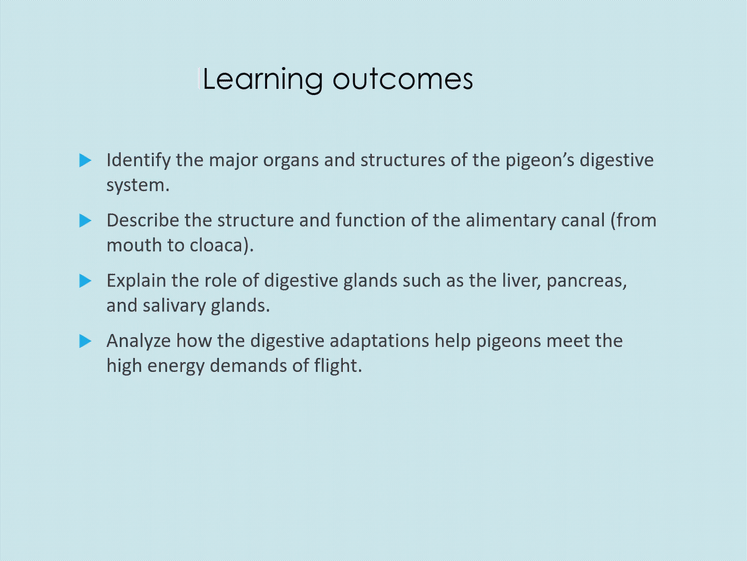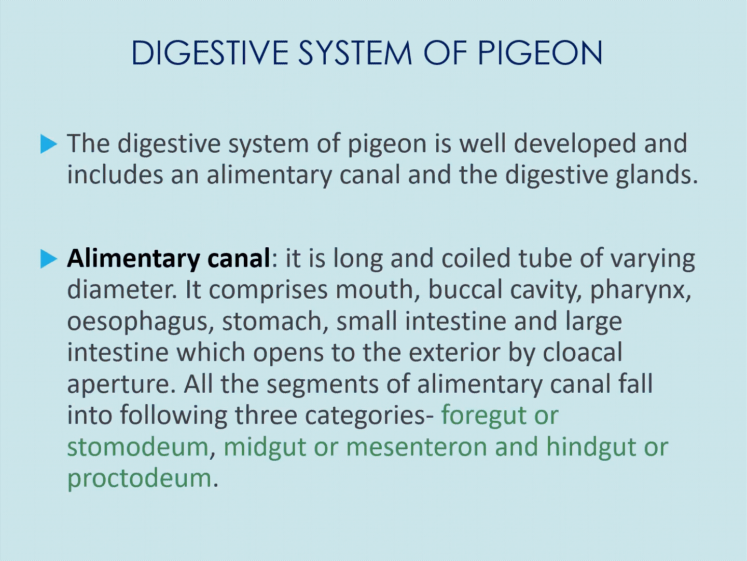The learning outcomes are: identify the major organs and structures of the pigeon's digestive system, describe the structure and function of the alimentary canal from the mouth to cloaca, explain the role of digestive glands such as liver, pancreas, and salivary glands. Analyze how the digestive adaptations help the pigeons meet the high energy demands of flight.